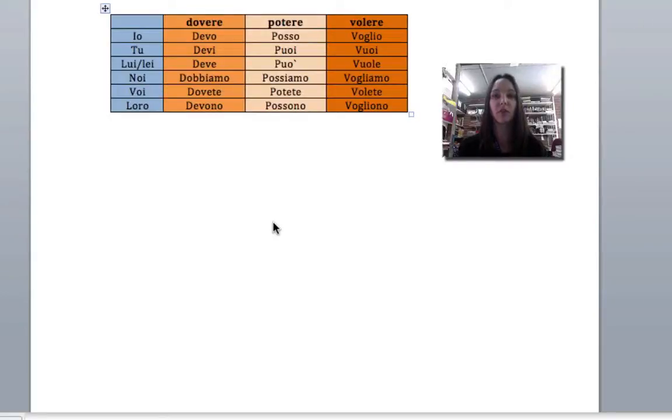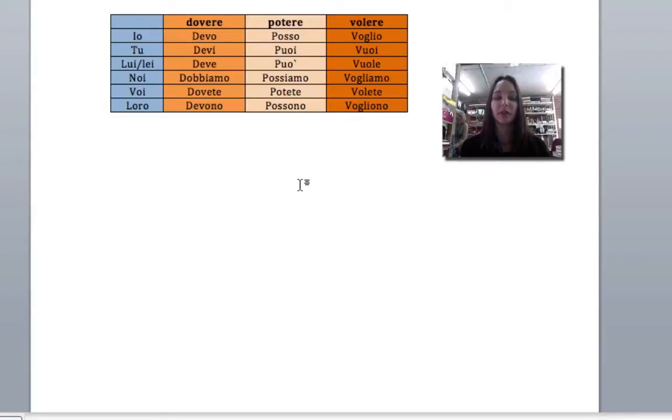Okay, so modal verbs are quite easy to use. These are the three modal verbs in Italian: dovere, to have to; potere, to be able to; and volere, to want to. And all you need to do is conjugate your modal verb, whichever one you're wanting to use. And you don't need to conjugate the second verb, it's just left in the infinitive. Once you know your modal verbs, you are able to express a lot more in Italian.